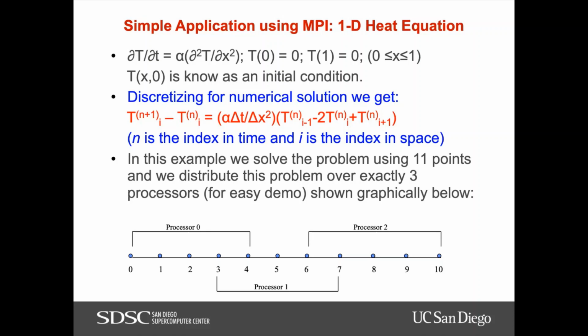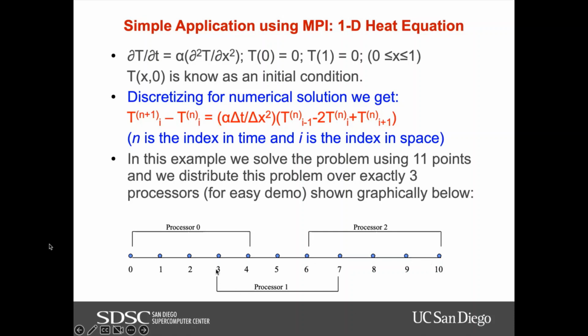Here, basically, we are discretizing for the numerical solution, and then running for 3 steps again. And I did exactly 3 processes here because that essentially covers all the different types of things that might happen for a 1D decomposition. So now processor 0 has the values for 0, 1, 2, 3, 4. Processor 1 has 3, 4, 5, 6, 7, and processor 2 has 6, 7, 8, 9, 10.